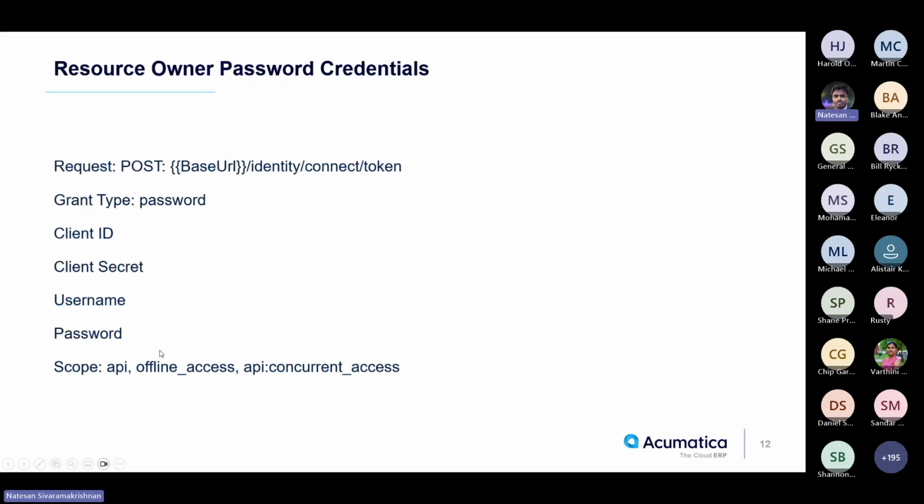So if we are trying to use the resource owner password credentials flow, then we need to access the connect endpoint to get the token, providing the grant type, client ID, client secret, the username, password, and the scope of the request in the request body, and we will be receiving the access token in the response.